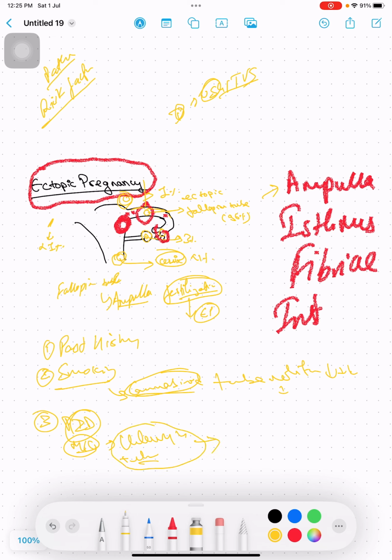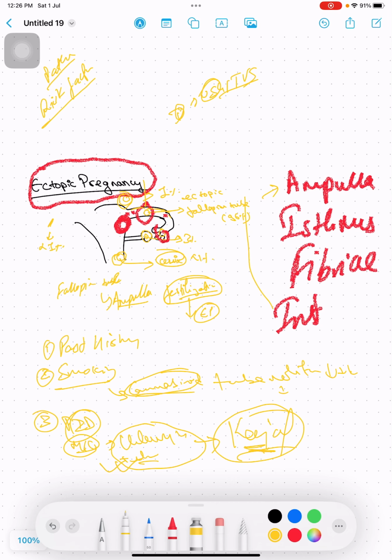What happens is there's something known as the interstitial cells of Cajal. You have heard of the interstitial cells of Cajal in your GIT, but here also there are interstitial cells of Cajal, which tend to be affected by chlamydia. These are actually the pacemaker cells that initiate the motility.